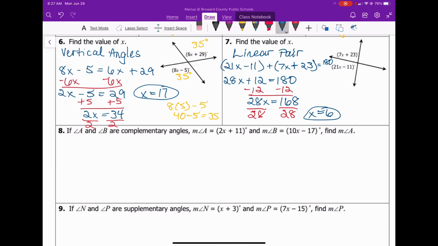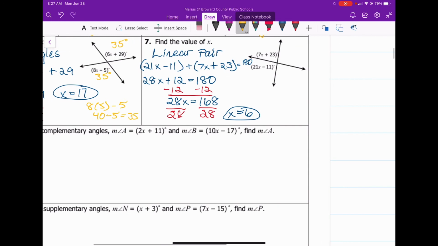Okay. Now, they asked us to solve for x, but if we wanted to know any one of the angles, we need to substitute x into one of them first. So I'm going to do the top one. All right. So let's just say we did 7 times 6 plus 23. That's going to become 42 plus 23. That's going to make 65 degrees. So this angle here is 65 degrees.